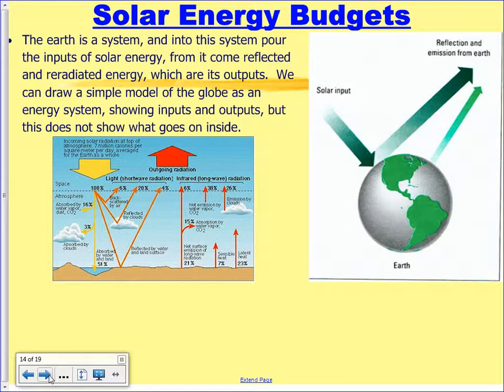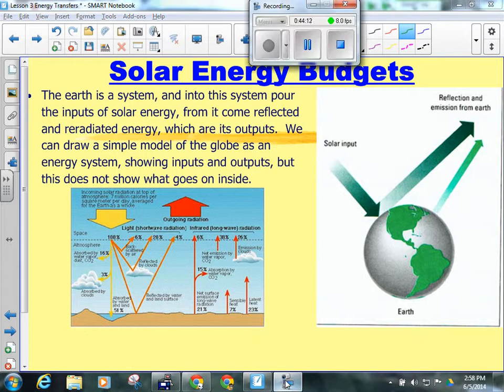Solar energy. You know what? I'm going to give you guys about a 2-minute break here. You need to recharge a minute. I'll give you a 2-minute break before I go on to this next part.